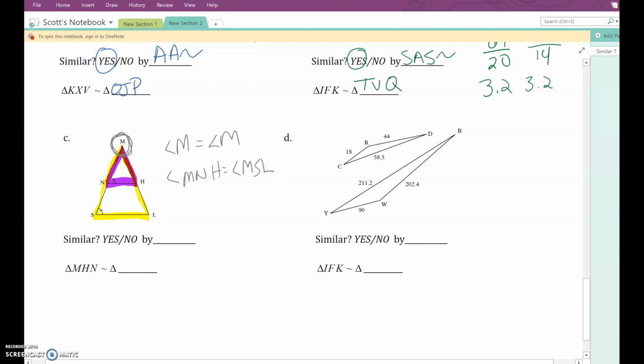I have two angles that are equal. So they are similar by angle. Now, what would the similarity statement be? MHN is similar to, go in order, MLS. Boom. Okay. Now, go ahead and try the last one.